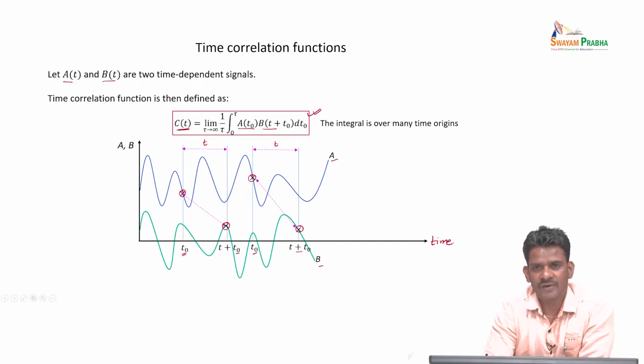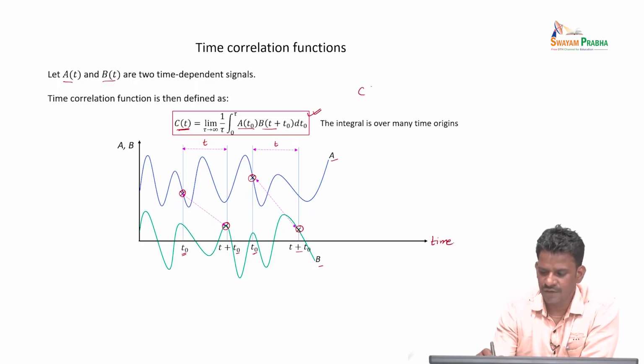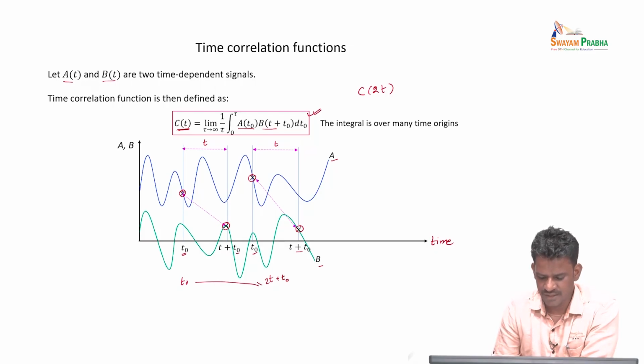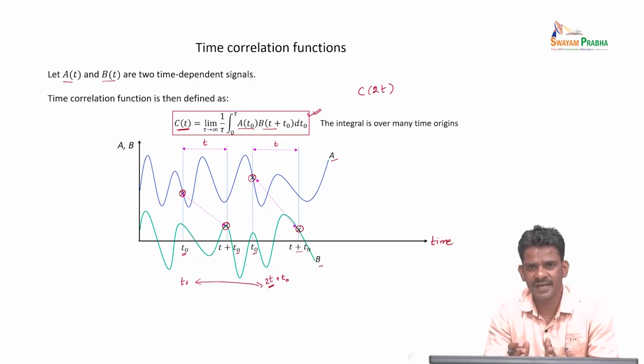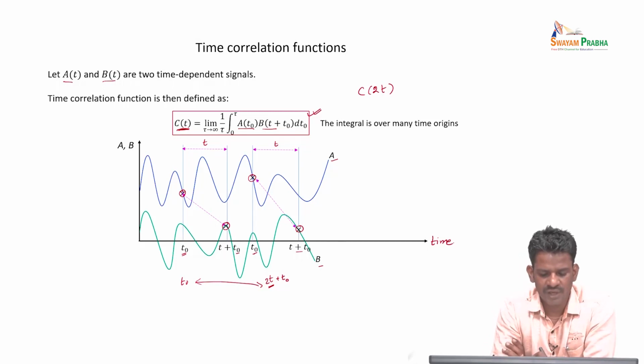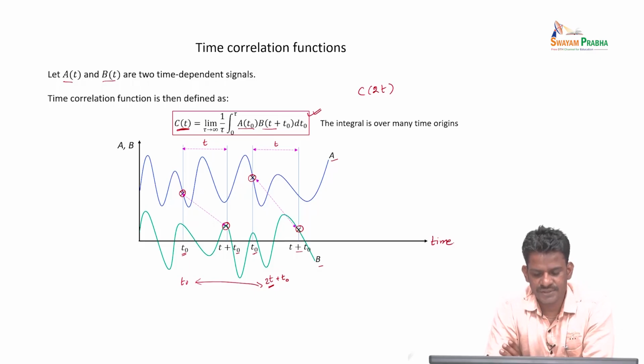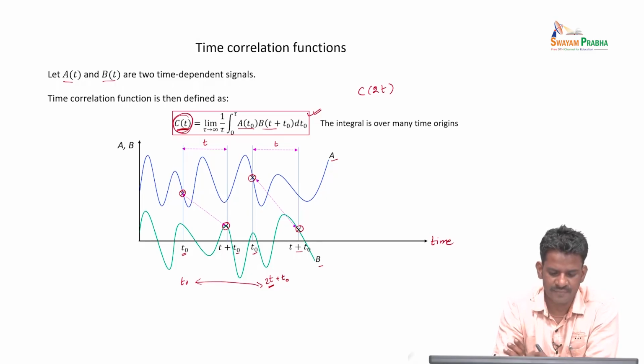Now if you want to calculate the same quantity for C of 2t, then I should be taking a time point t0 and then another point at 2t plus t0. Okay, so I have to collect sets of points which are separated by a time of 2 times t, and so on. So you are able to collect many such sets of data separated by the same time delay, and then you average over many such choices of data, and that allows you to calculate correlation functions of A and B as a function of time. So this is a function of time itself.